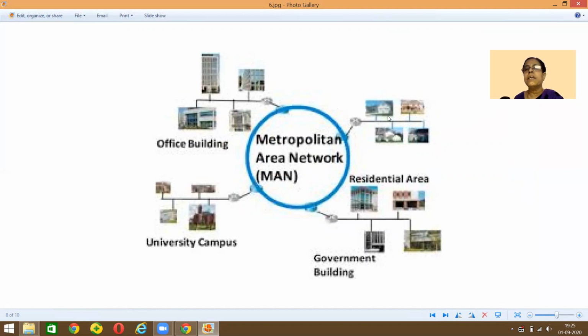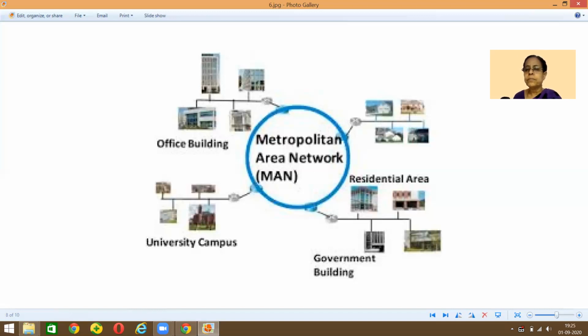Here you can see these are residential areas, right? They are also connected in a LAN network, and these are government buildings. You can see there are many government buildings which are also in a LAN network. Here is a university campus. So LAN networks are used in such places, and when all these LAN networks are connected to each other within a larger area, which is a city or an entire state, then it's called a metropolitan area network, or the abbreviation for it is MAN.